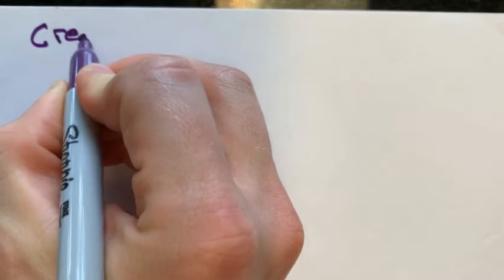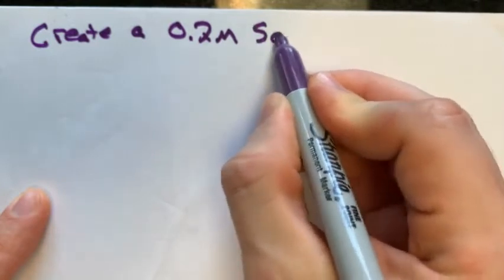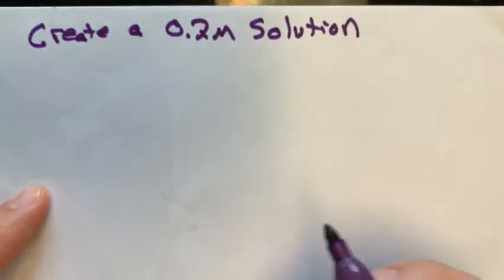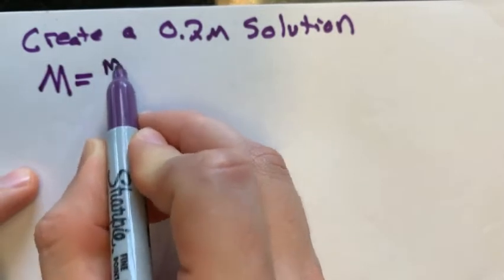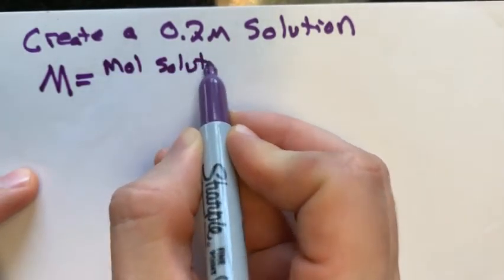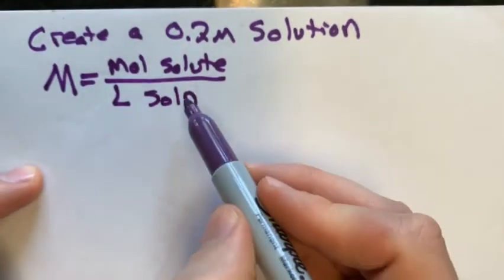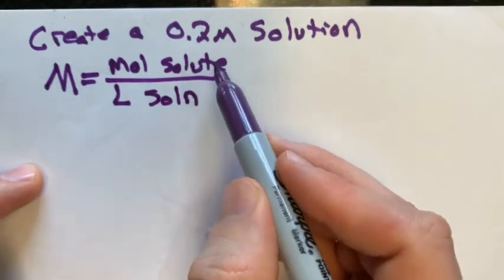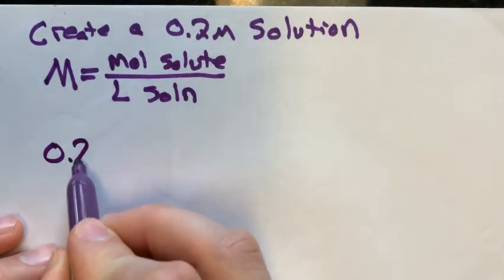So the first thing we're going to do is to create a 0.2 molar solution. So if you're following along on the document, this is the first example, and we want to figure out how much powder we need to put in each one. So we're going to use the molarity equation, and we know that molarity is equal to the moles of solute over the liters of solution. And this is the total solution, and this is the solute, so this will be the powder that we put in. So we have our molarity. We know it needs to be 0.2 molar.